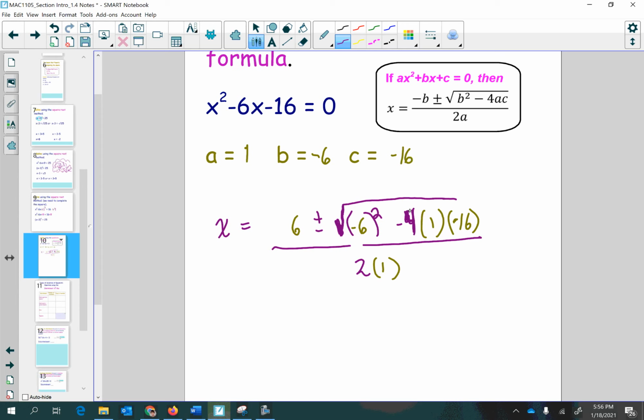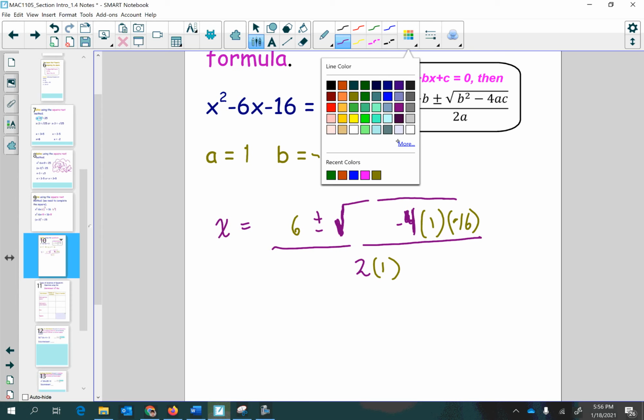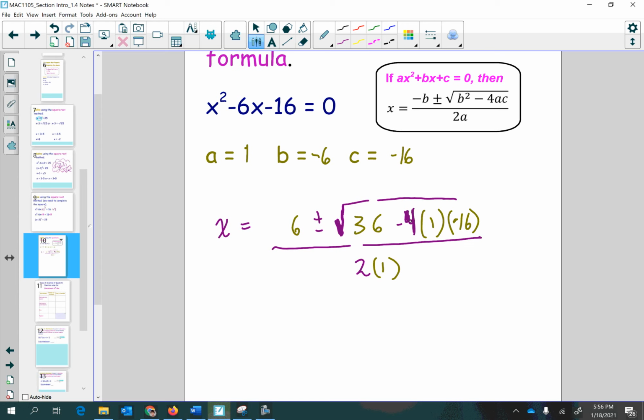Okay, now we just simplify. So let's go through this. What can we simplify? Well, from the top down, I see -6 squared is -6 times -6, so that would be +36. And then -4 times +1 is still just -4. And -4 times -16 would be +64. So I'm going to replace that with +64. And down in the bottom, 2 times 1 is simply 2. Can we replace anything else or simplify anything else? How about 36 plus 64? That together would be 100.